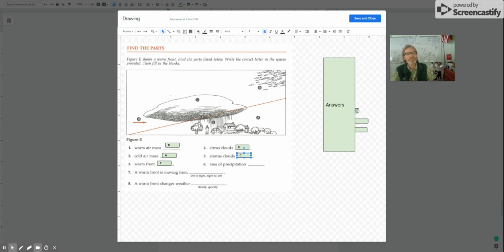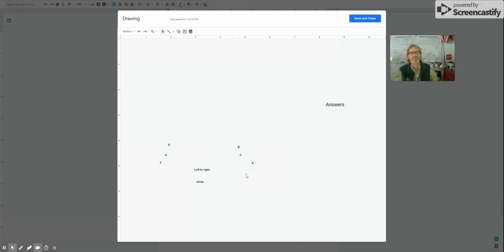And the area of precipitation, which is rain, is going to be here where it's falling down. It might be precipitating rain, it might be precipitating snow. You have to wait and see, depending on the temperature. So the warm front here is moving from the left side to the right, and the change of the weather is going to happen pretty slowly. You're first going to get those thin clouds, then it's going to get cloudier, and then you have some rain. It takes a little bit longer for that to occur.